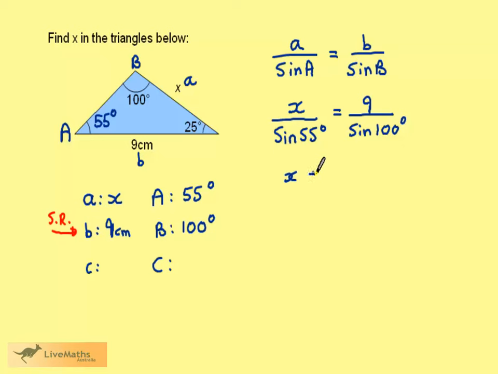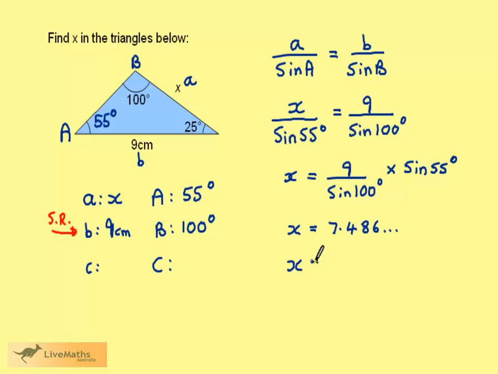That means that x is equal to 9 over the sine of 100 degrees multiplied by the sine of 55 degrees. Calculating this, and of course you should check you can get the same answer, we get 7.486 and so on. So x is 7.49 centimeters, correct to 3 significant figures.